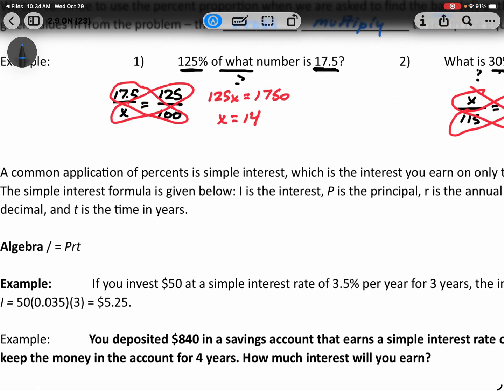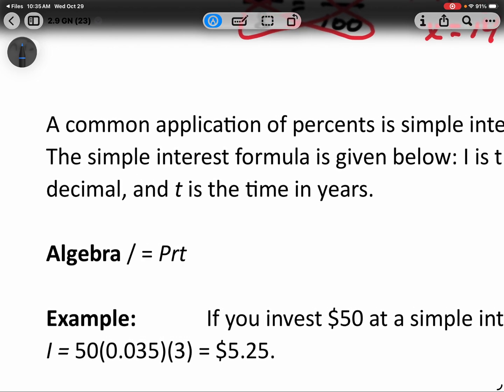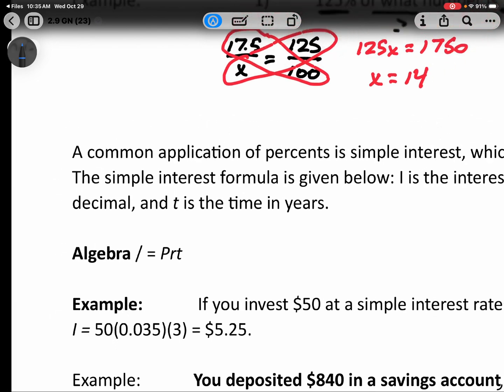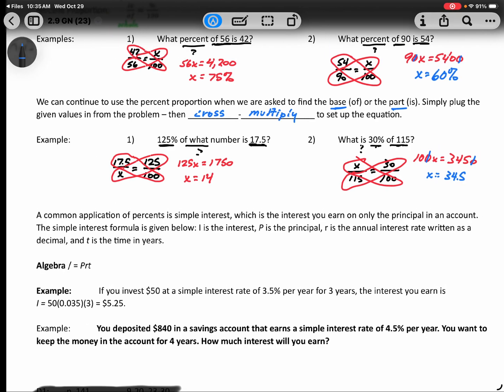It says the algebra behind it is some letter I equals P times R times T. The interest is designated as I, and this is basically what is added to the principal amount in an investment. The P is the principal. This is the money that is initially deposited into said account. R is the annual interest rate. Now, it's going to come at you as a percent.